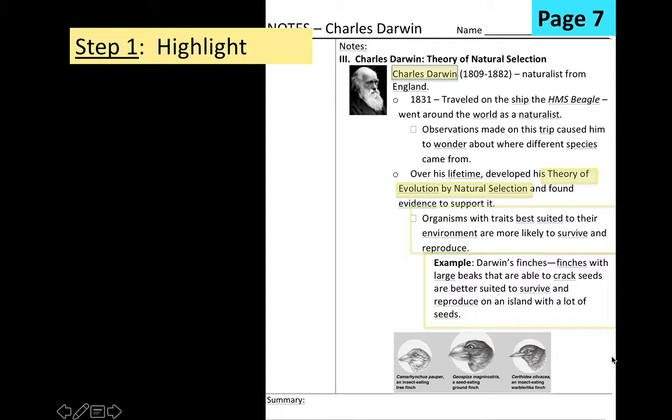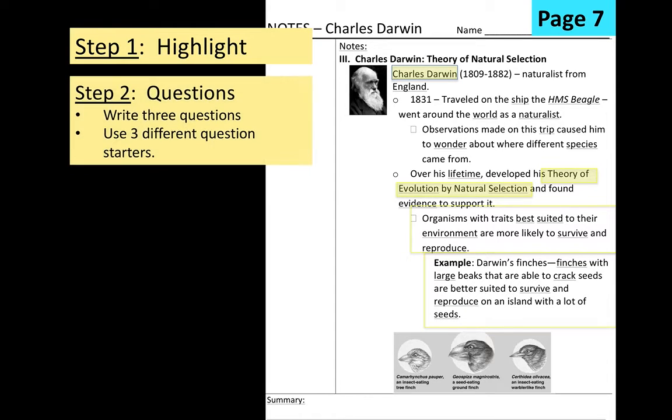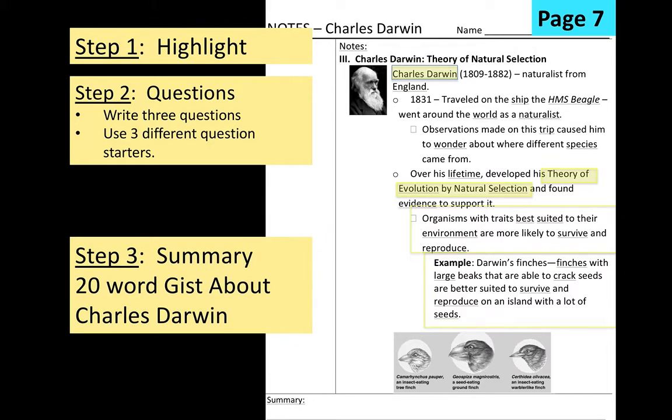Okay, after you've done that, you can cap your highlighter and put it back in the basket. You won't need it anymore today. And move on to write your 3 questions with 3 different question starters. And also please write a 20-word gist about Charles Darwin. At this point, pause the video until you are done.